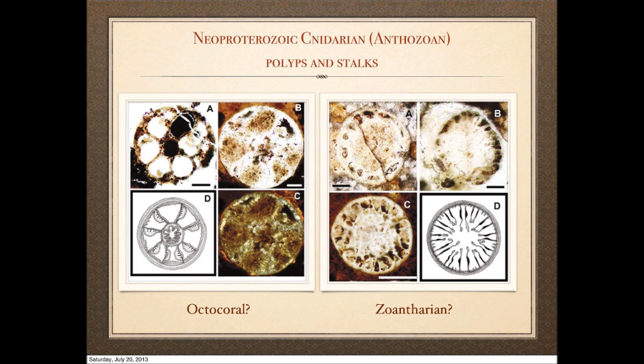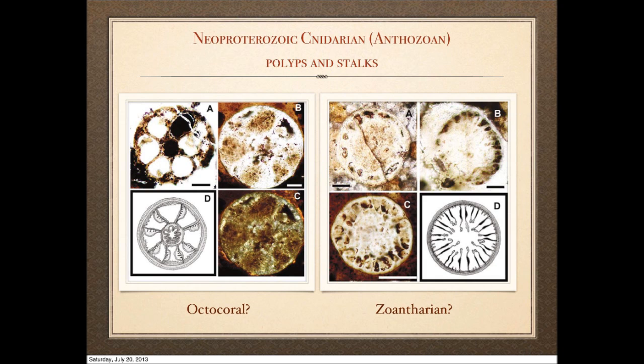Anthozoans are the group that includes sea anemones and various corals and, again, hydrozoans. And these are fossils, again, just very recently described from the Neoproterozoic or the Ediacaran. These are very, very tiny. Almost all these fossils are very tiny. These are soft-bodied. Okay, everything I've talked about so far is a soft-bodied organism.